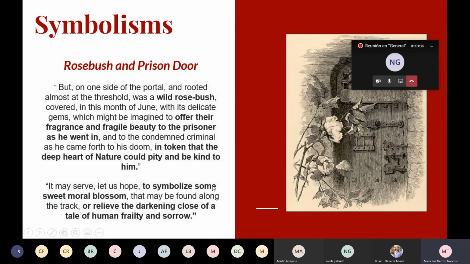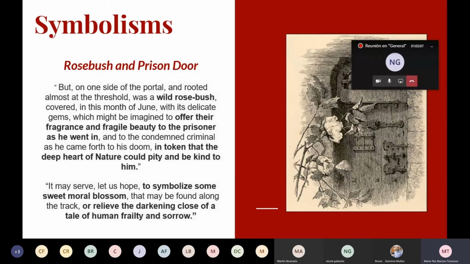The last symbol is the rosebush and the prison door. The rosebush, as I said before, is a symbol for hope. The narrator said that it symbolizes some sweet moral blossom. It also symbolizes Hester's passion and sin, and a symbol for hope for anyone who goes into prison.